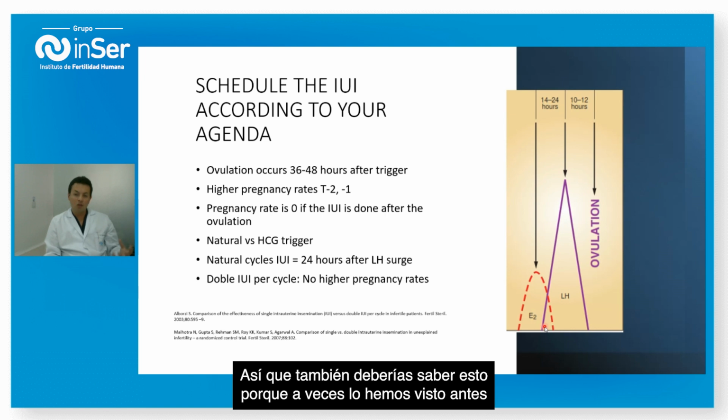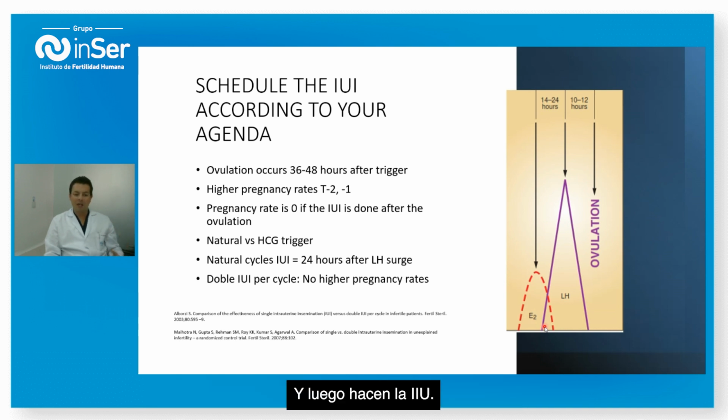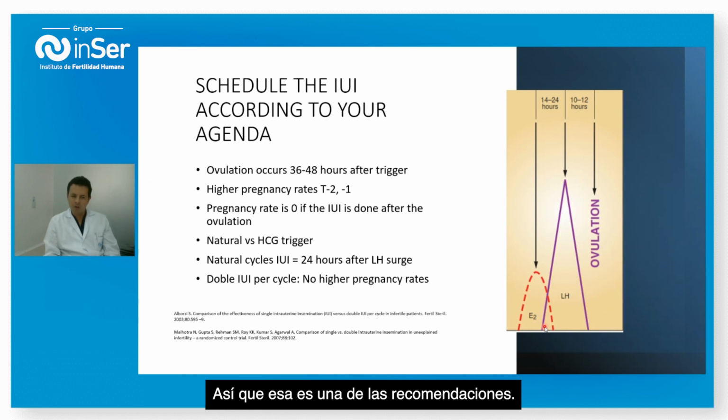So you should also know this, because sometimes we've seen that they do the trigger maybe 48, 72 hours before, and then they do the IUI. And we know that that patient will not get pregnant on that cycle. So that's one of the recommendations.